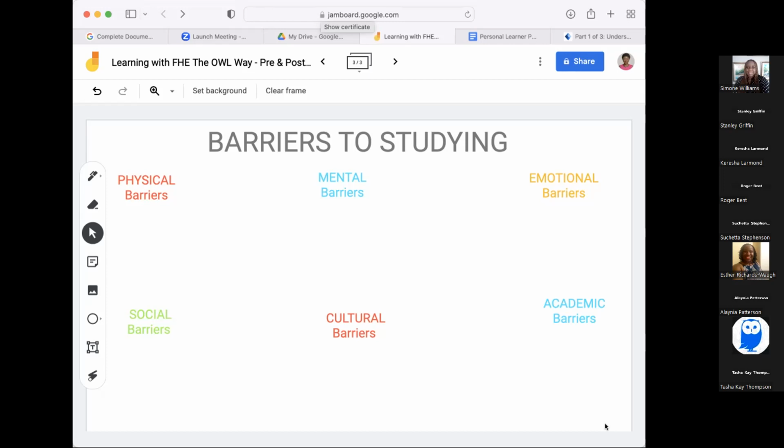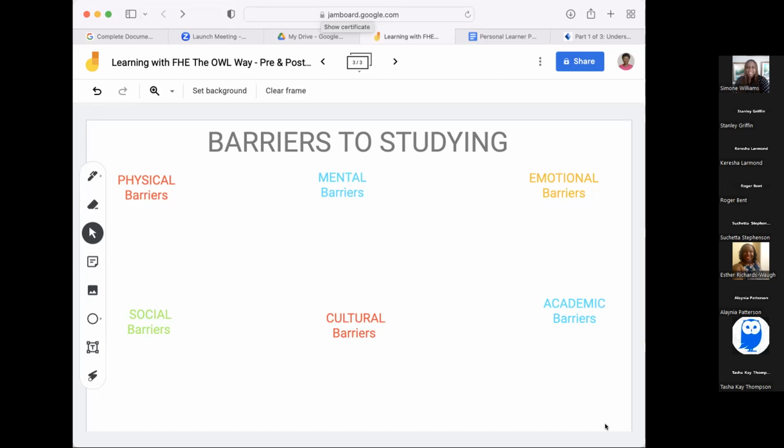So one academic barrier that I can think of, and I would want persons to share as well, is not having a routine. Different schedules from your peers, so your study time coincides with their fun time. That's another one. Thanks for sharing that. Time conflict, sleep and time conflict.